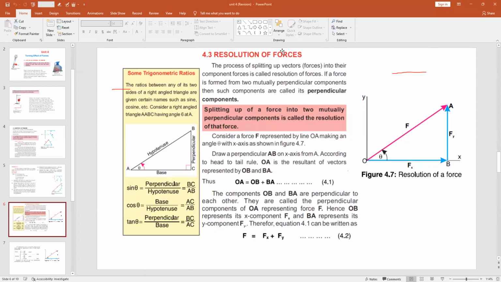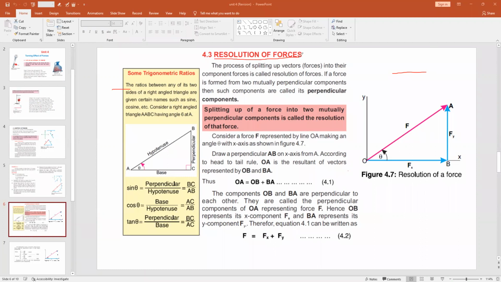So 4.3 is resolution of forces. First of all, we have to know what is resolution. Resolution is basically when we split something into its components. So here is the resolution of forces.